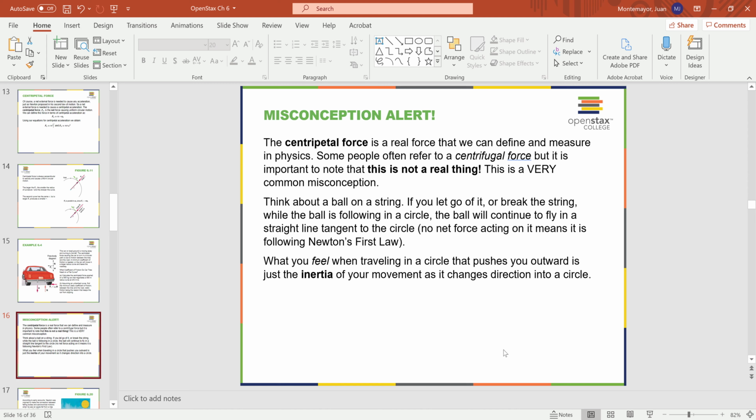Okay, misconception alert. The centripetal force is a real force that we can find and measure in physics. Some people often refer to centrifugal force, but it is important to note that this is not the real thing. This is a very common misconception. Think about a ball on a string. If you let it go or break the string while the ball is still following a circle, the ball will continue to fly in a straight line tangent to the circle. No net force acting on it means that it is following Newton's first law. What you feel when you travel in a circle that pushes you outward is just the inertia of your movement as it changes direction.